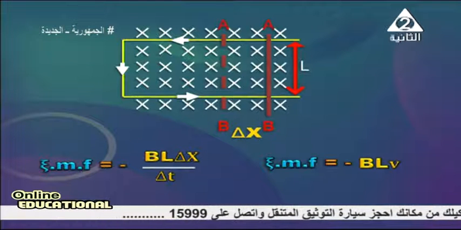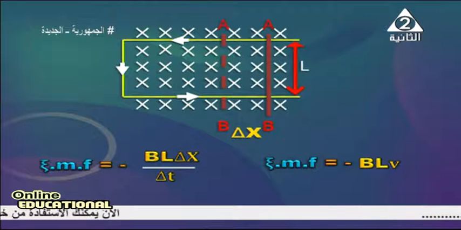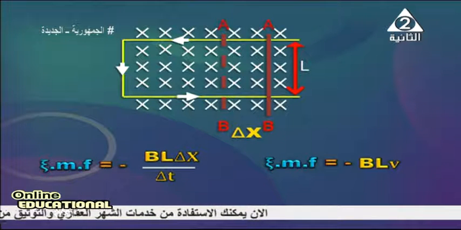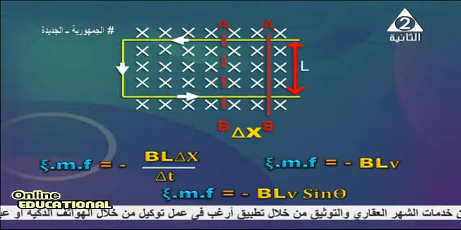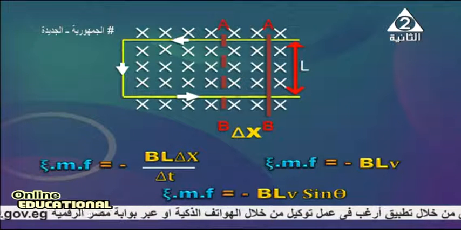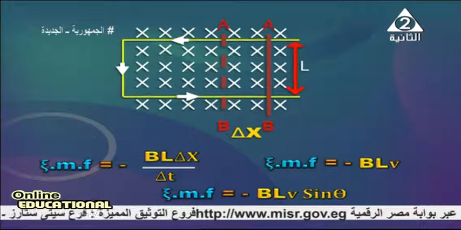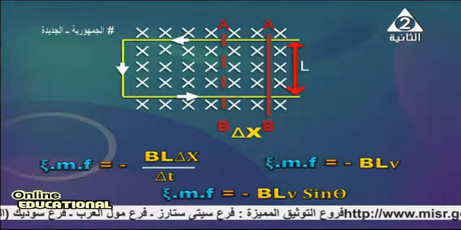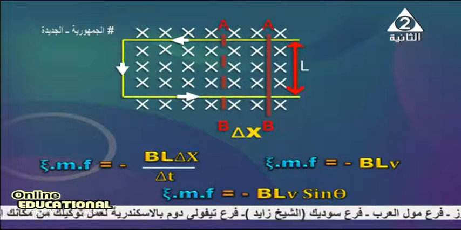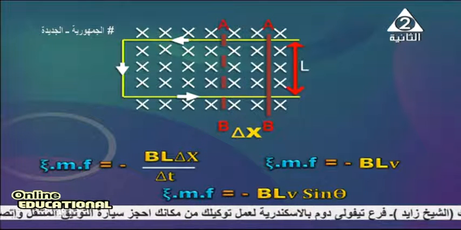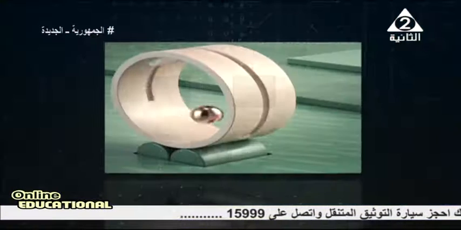B is the magnetic flux density, L is the length of the wire that moves in the field, and V is its uniform velocity. In general, the formula is minus B L V sine theta, where theta is the angle between the direction of motion of the wire and the magnetic field. In this particular case, it is 90 degrees, so it is equal to B L V.